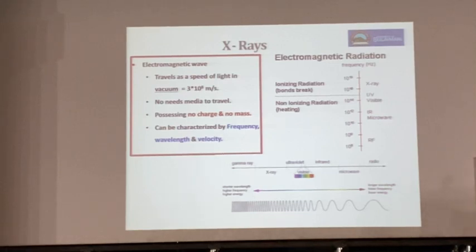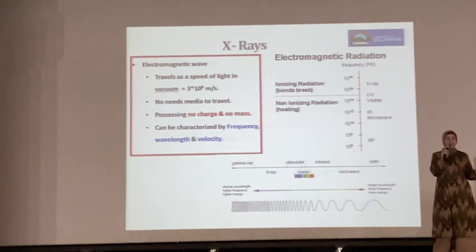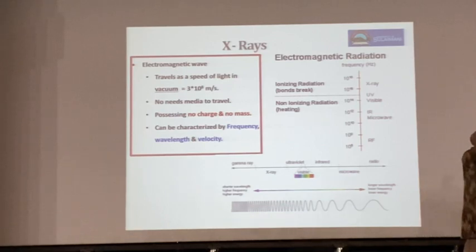And you have to know there is no need for a medium to travel. It can travel in a vacuum, in space. Okay, and there is no charge and no mass for X-ray, but it is characterized by having frequency, wavelength, and velocity. Okay, these are the characteristic features of X-ray.